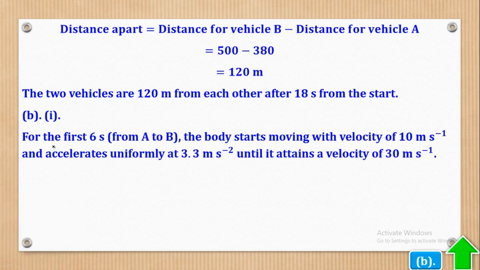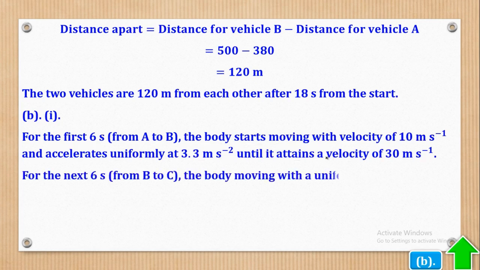So you come and say that for the first 6 seconds, that is from A to B, the body starts moving with a velocity of 10 meters per second and accelerates uniformly at 3.3 meters per second squared until it attains a velocity of 30 meters per second. That is from A to B. What about from B to C? Then from B to C, the body moves with a uniform velocity of 30 meters per second. Now that maintains the velocity.